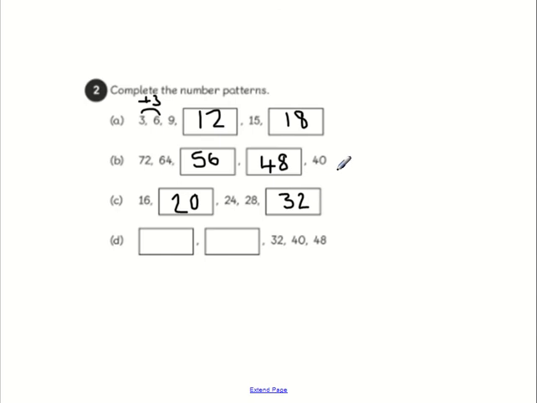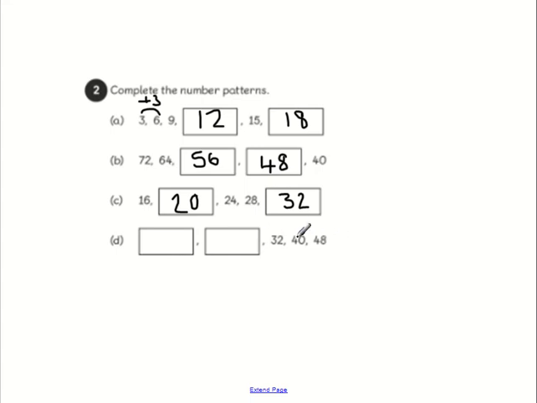Fantastic work. Okay, and now if we look at our last one that we've got, we don't know the first 2 answers, so we're going to have to work backwards. Okay, so it looks like I'm adding on the same thing each time. Can you see what we're adding on? Well done, we're adding on 8 each time. But hold on a second, I'm going to have to work backwards. So I'm going to take away 8 each time.